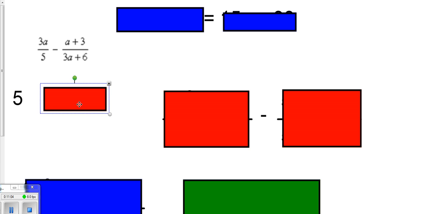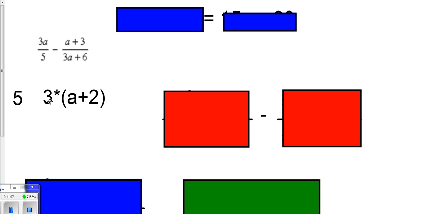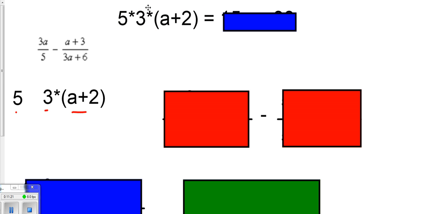3a plus 6, we can factor it out as 3 times a plus 2. So these are our 3 factors, 1, 2, and 3. Our common denominator will have all 3 of them, 5 times 3 times a plus 2, which means if we were to combine it all together, simplify it out, it would become 15a plus 30. But we're going to use this factored form when we're trying to find our new rational expressions.